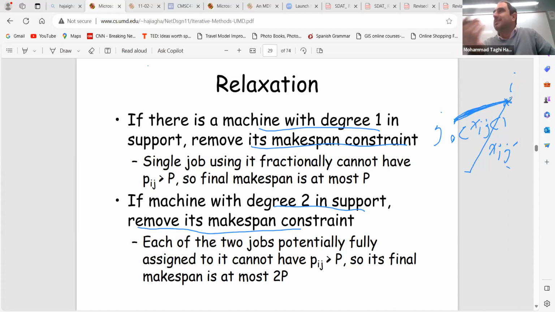If you remove it, the LP can assign, instead of 1 guy, 2 guys here fully. What would be the total running time? Instead of P, I will get 2P. This is the factor 2 that I mentioned I'm using in the approximation. Good. So I remove these conditions. Why is removing conditions important? Because the number of constraints becomes less than the total possible number of constraints. So I will do these things.